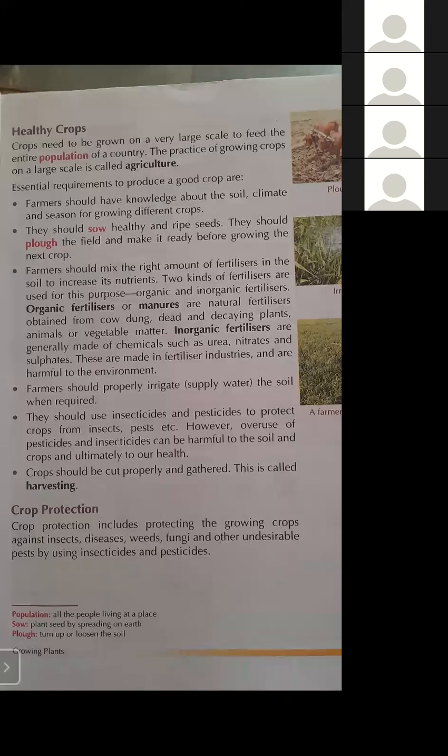Proper crop protection should be there. So crop protection includes protecting the growing crops against insects, disease, and weeds.